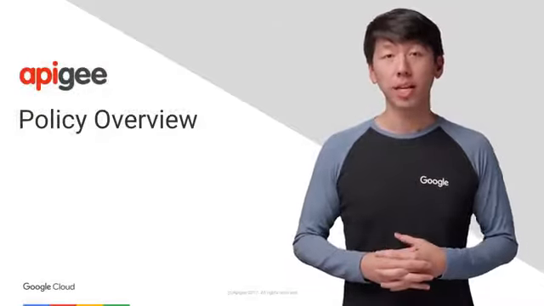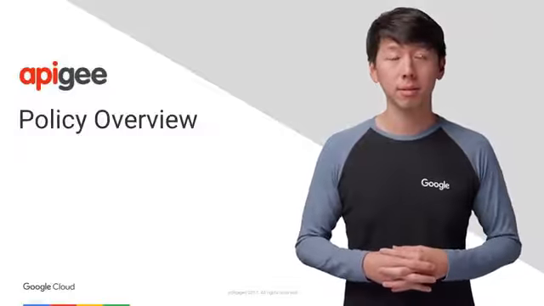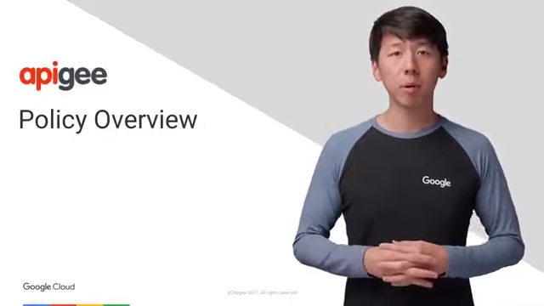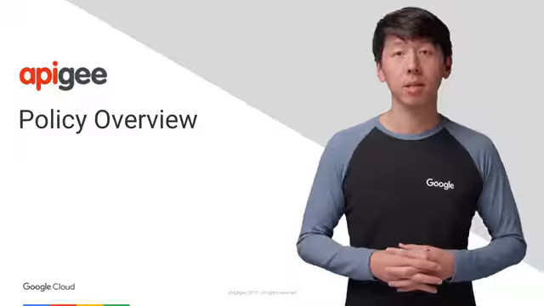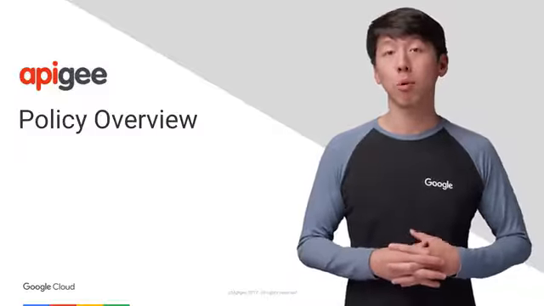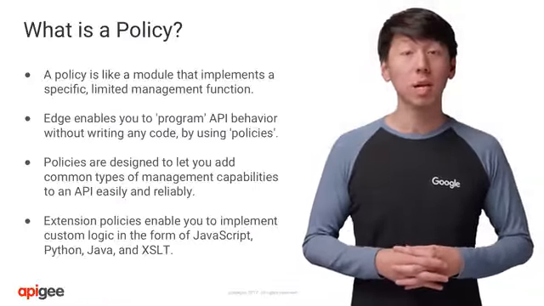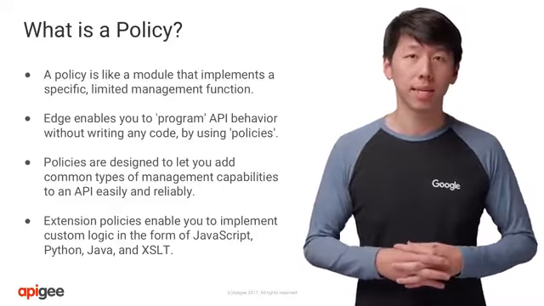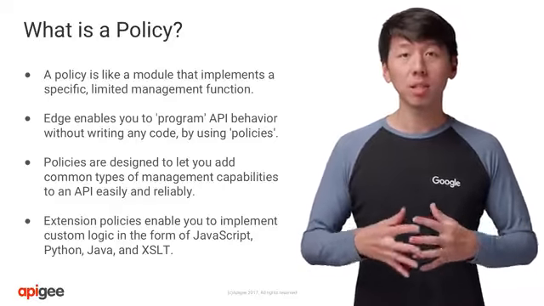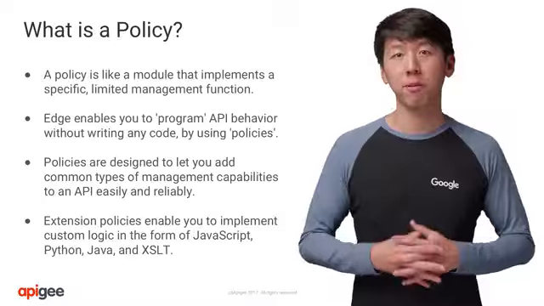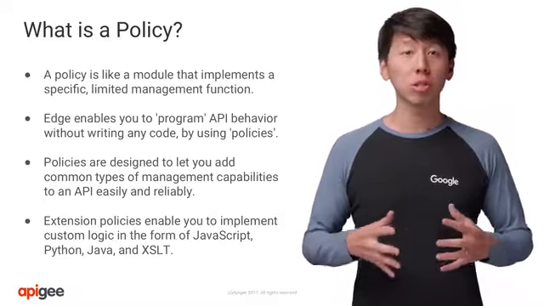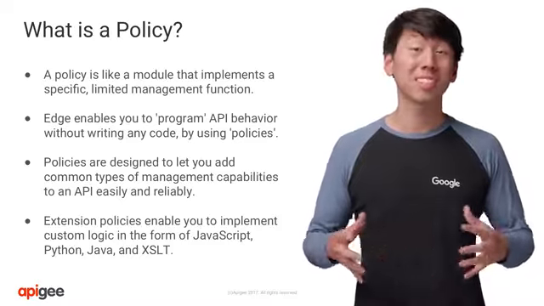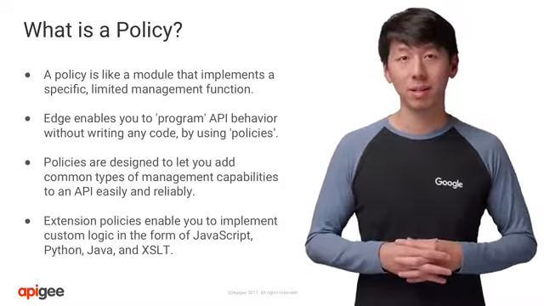Policies. Chances are you may have heard of this term when we talked about an API proxy. Policies are the fundamental building blocks that make up your API, so let's spend a few minutes going into this in more detail. So let's start with defining what a policy is. A policy is essentially a module that does a specific function. As you start to string these policies together, you start to see your API come to life.